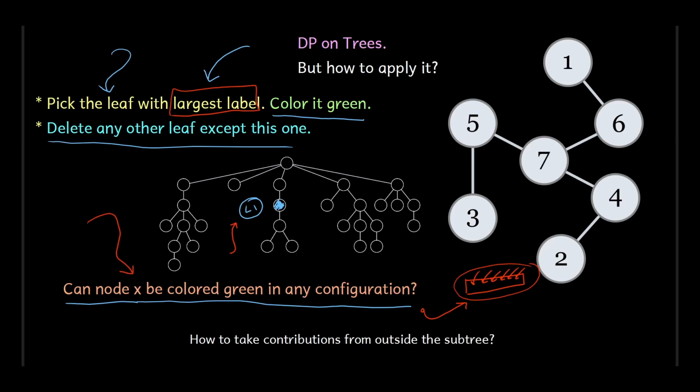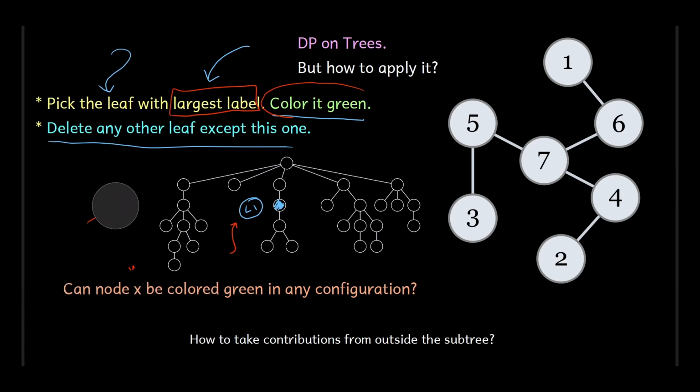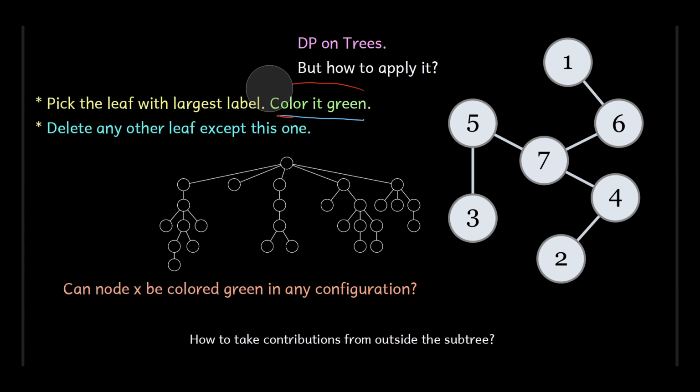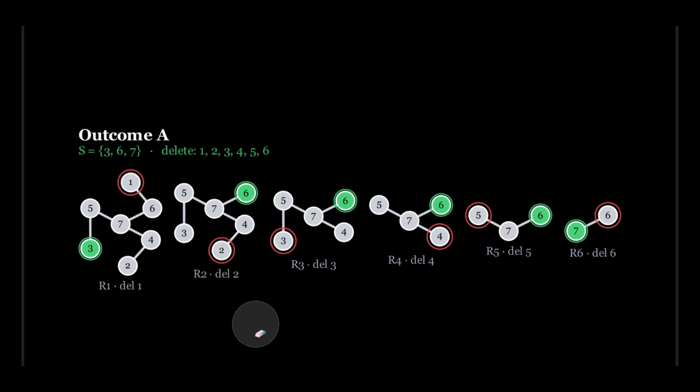Like, for a given node X, can you find out if it can actually be deleted from the subtree in these stages when it is colored as green? So this is the problem, and in this problem we'll see how to take contribution from outside this subtree. Now at this point you might want to stop the video and think about how you would approach this problem. Meanwhile, let me also show you some examples of the simulation on how it could go.